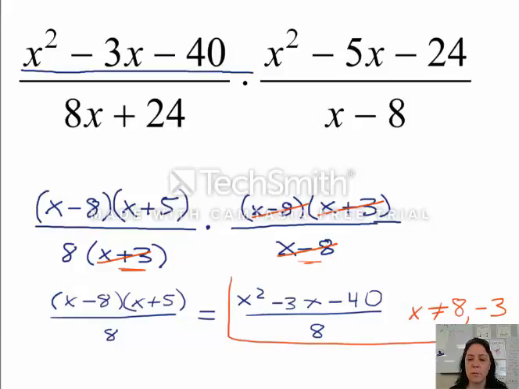So there we go. Fully multiplied, simplified, and listing our excluded values of x. And that's all we have to do to multiply rational expressions.